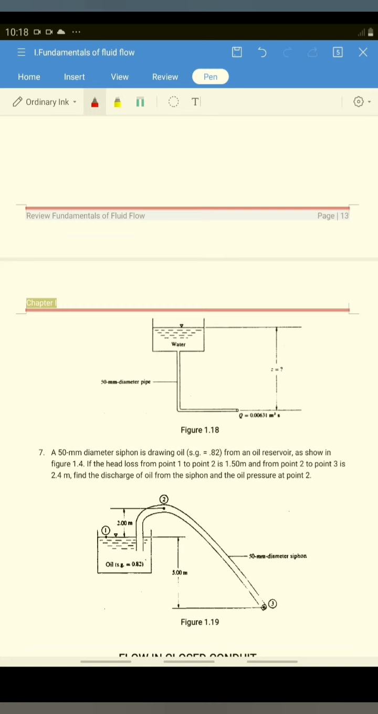Okay, so try to review your fluid fundamentals problems, and you can use any study aid materials you have for this topic, and I hope you can answer this and you understand what we are discussing today.